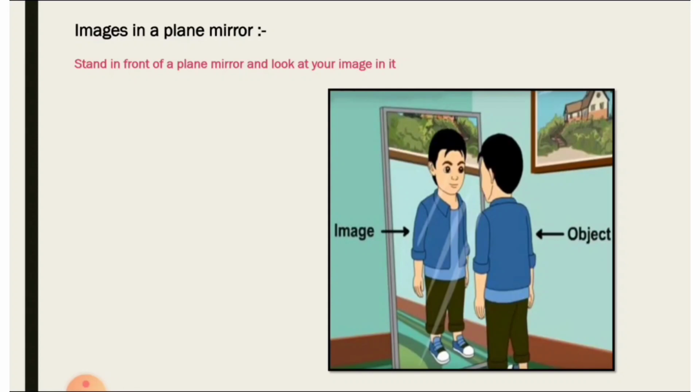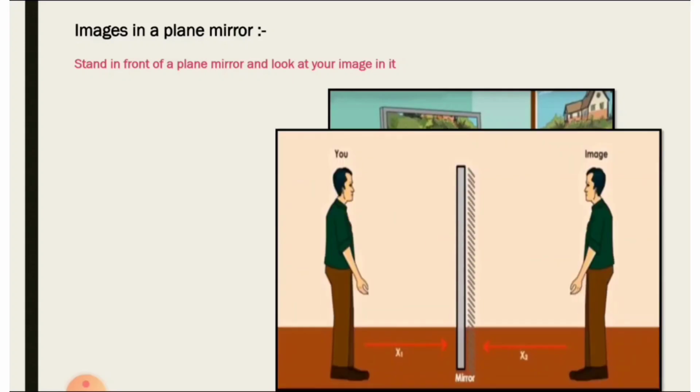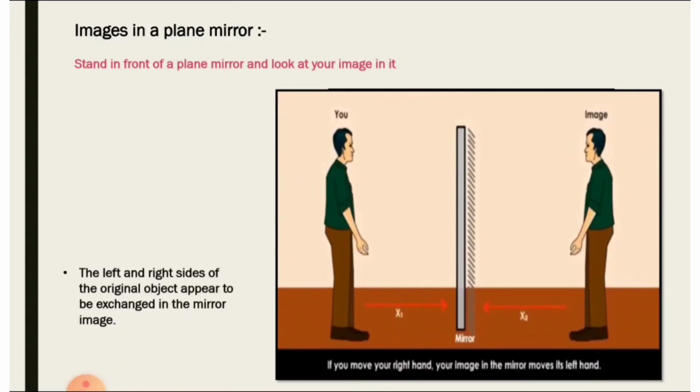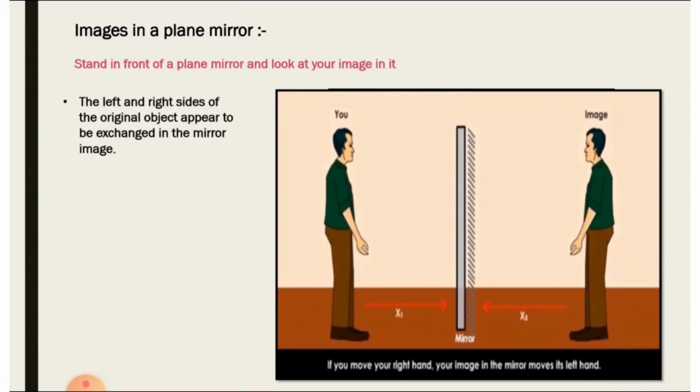Now stand in front of a plain mirror and look at your image in it. What can you see? Now, if you raise your right hand, which hand of the mirror image is raised? The left and the right side of the original object appear to be exchanged. That means your left hand will look like a right hand and the right hand will look like a left hand. So the image gets exchanged when it is seen in the mirror.